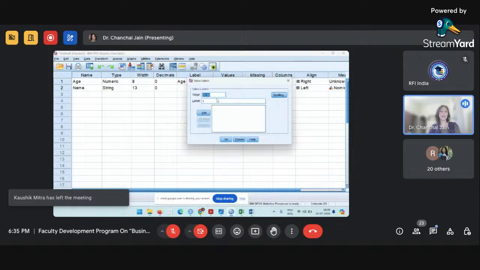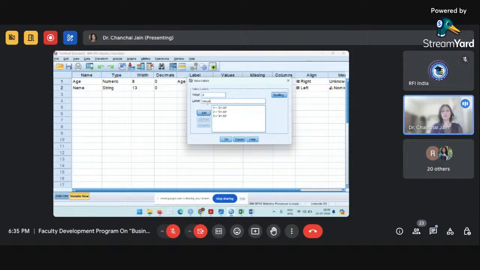Sorry, I made a mistake. It will be 1. Label can be 21 to 30, you can add it, right? Value will be 2, then it will be 31 to 40. You can add it. And suppose its value is 3, and you are writing 41 to 50. You are adding it. And lastly I am taking 4 and giving the label as above 50 and adding it. Done. And you can click on OK.